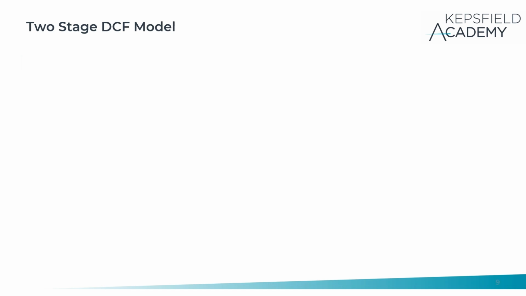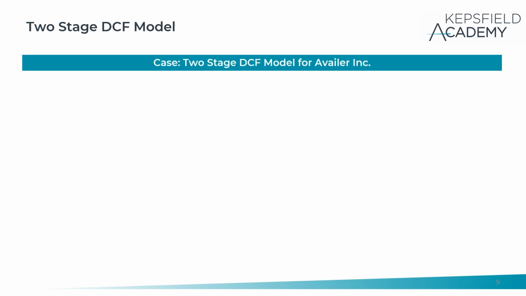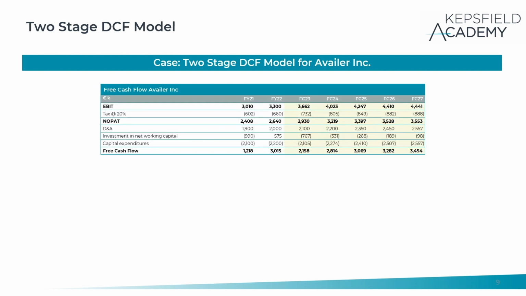We will now perform a DCF valuation for Valer using a two-stage DCF model. This example uses the forecasted financials derived from the case example in the animation on forecasting free cash flow. You can download all Excel files and models in the online learning environment of Kepsfield Academy. The following free cash flows are calculated for the explicit forecast period, which runs from 2023 to 2027.